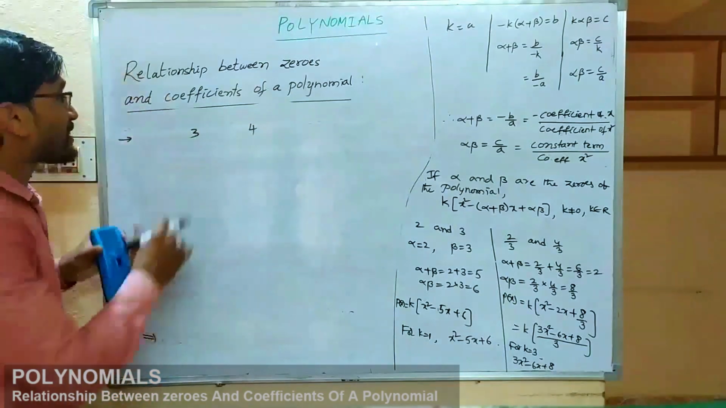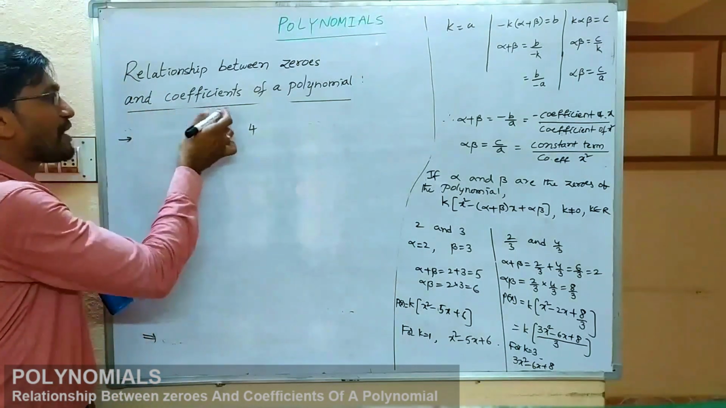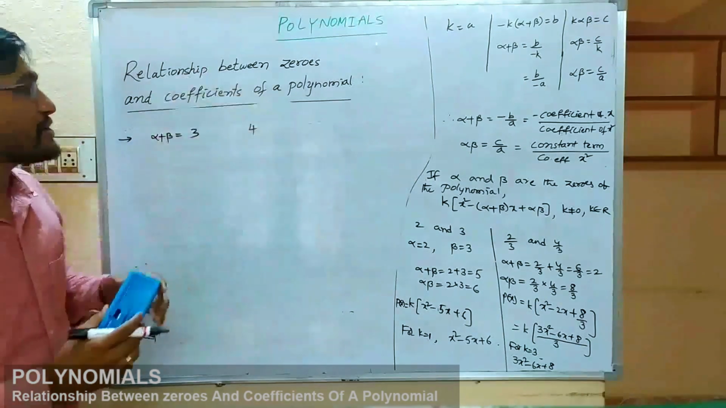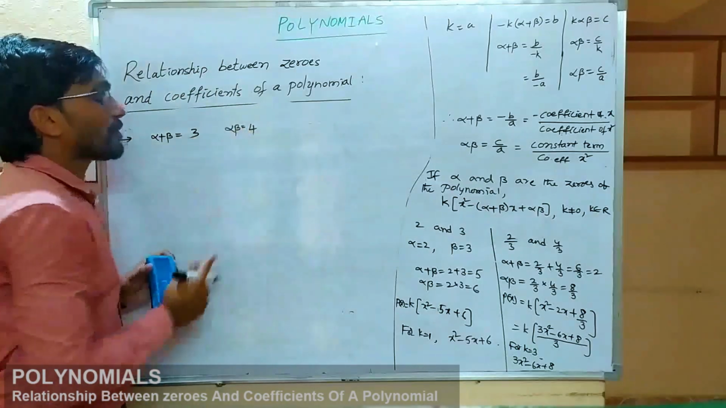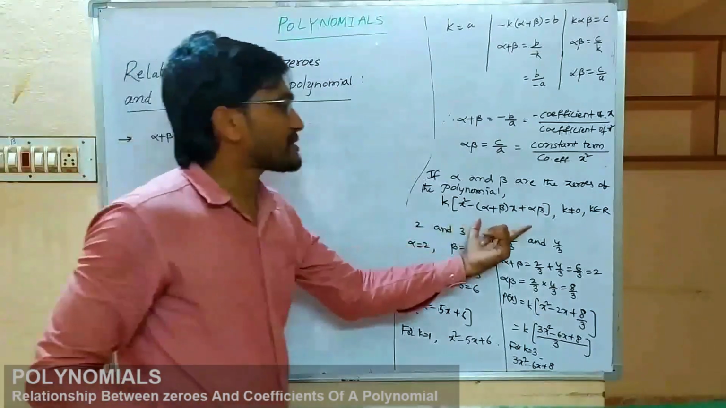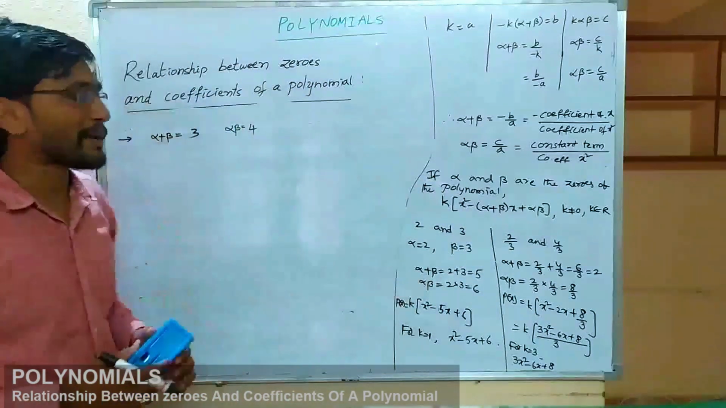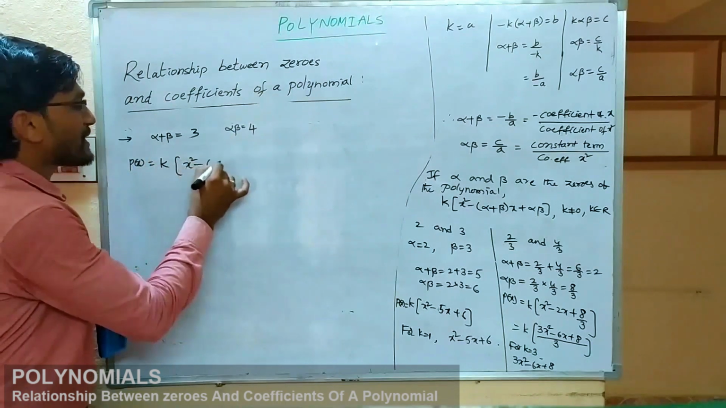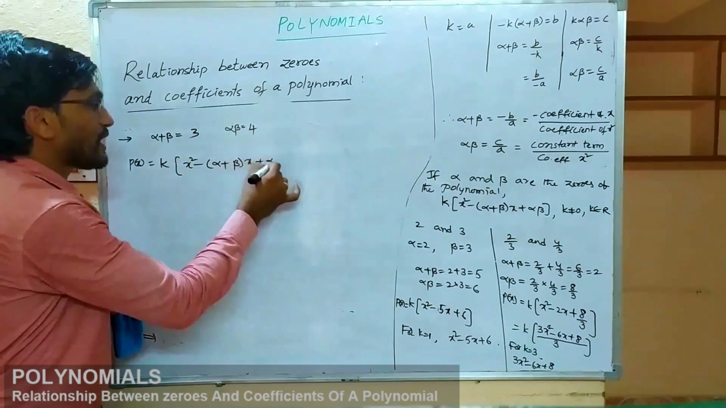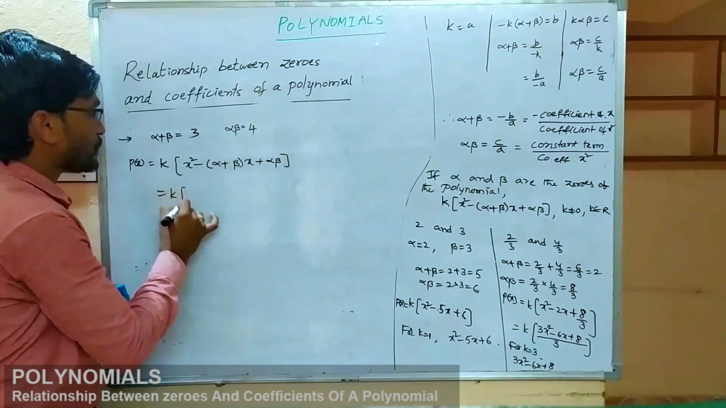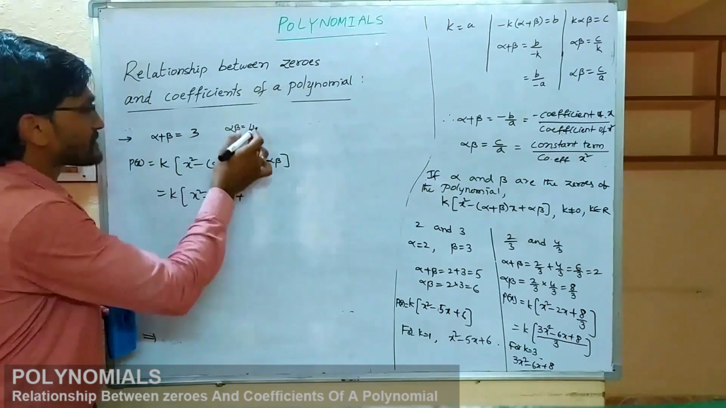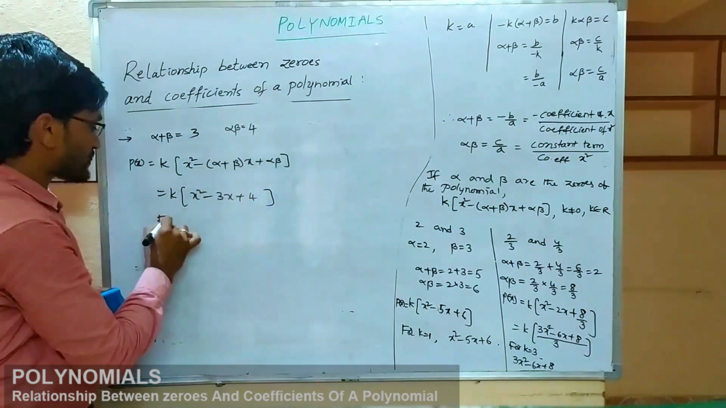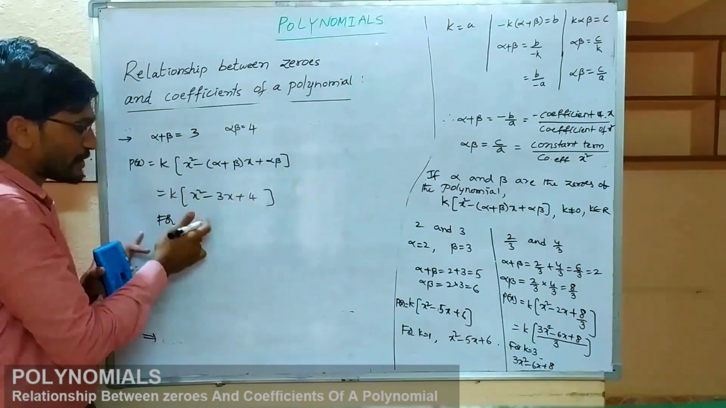Here they have directly given the sum of the zeros. Let us consider the zeros are alpha and beta. Sum of the zeros they have given, that means alpha plus beta is equal to 3. And product of the zeros they have given, alpha beta is equal to 4. Then directly substitute these values in this quadratic polynomial. Then we get the required quadratic polynomial: k into x square minus 3x plus 4. Alpha beta is 4. So for k is equal to, here, what do we have to write? Here there is no denominator, so k is nothing but 1.